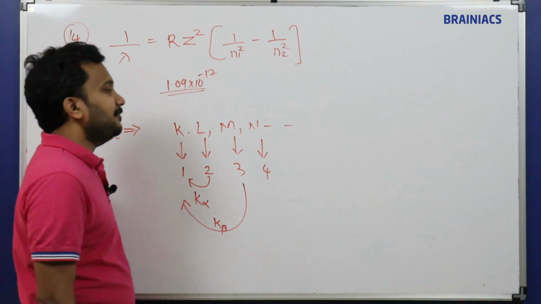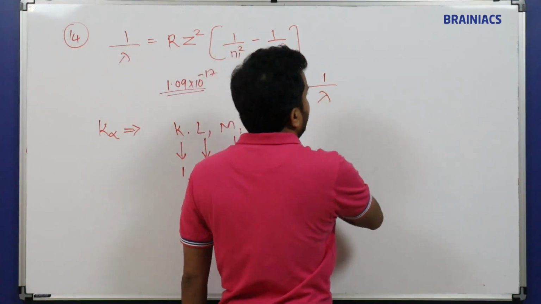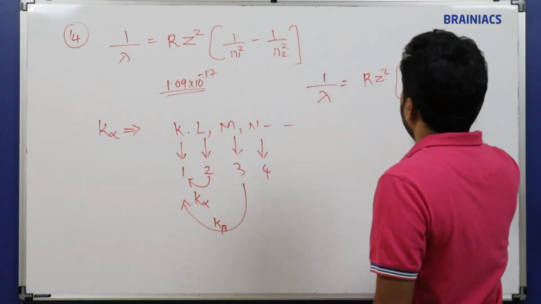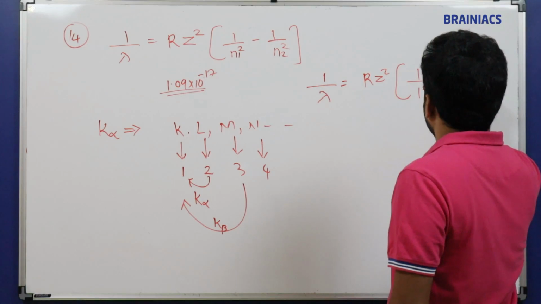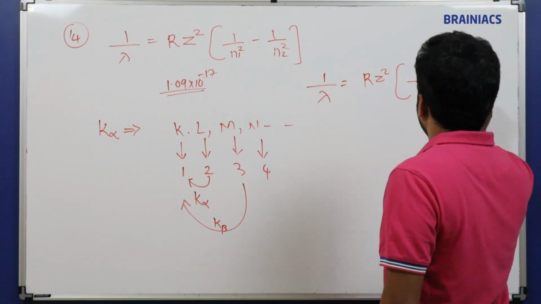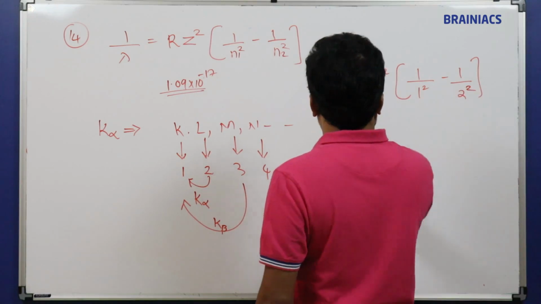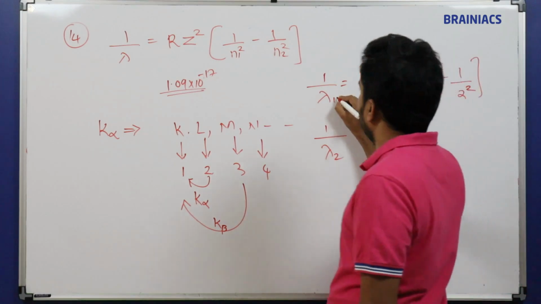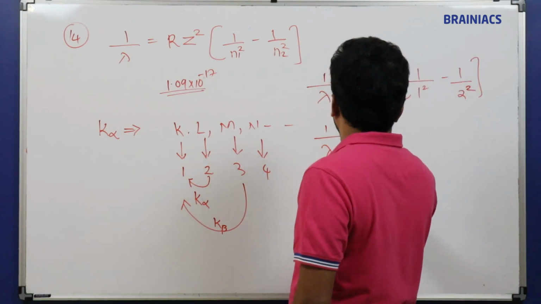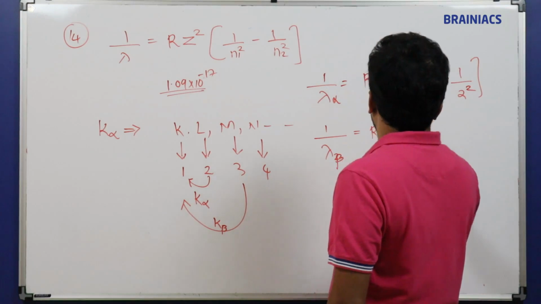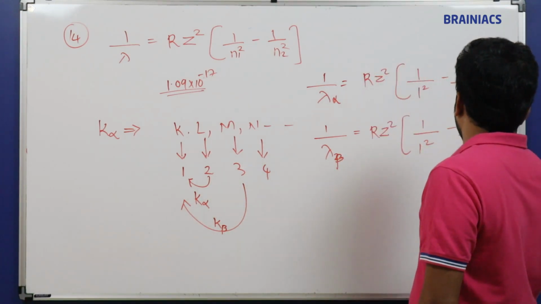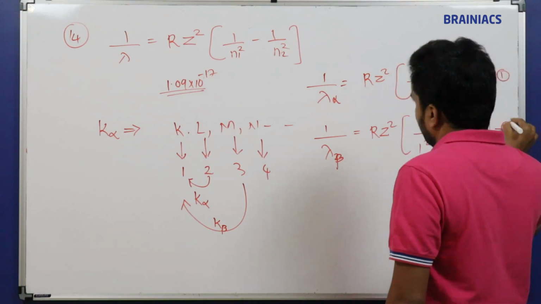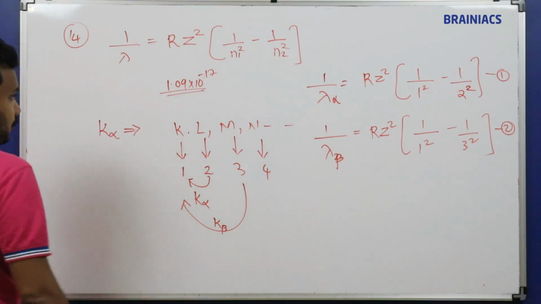So we'll substitute for alpha and beta radiation separately. For alpha radiation, 1 by lambda equals Rydberg constant into Z square into 1 by 1 square minus 1 by 2 square. 2 square means 4. Okay, that is where the 1 by 2 square is coming from. This is lambda 1. In the second case, 1 by lambda 2, this is alpha and this is beta, equals Rydberg constant into atomic number square into 1 by 1 square minus 1 by 3 square. So two equations, equation number 1 and equation number 2. We have to solve these two equations.